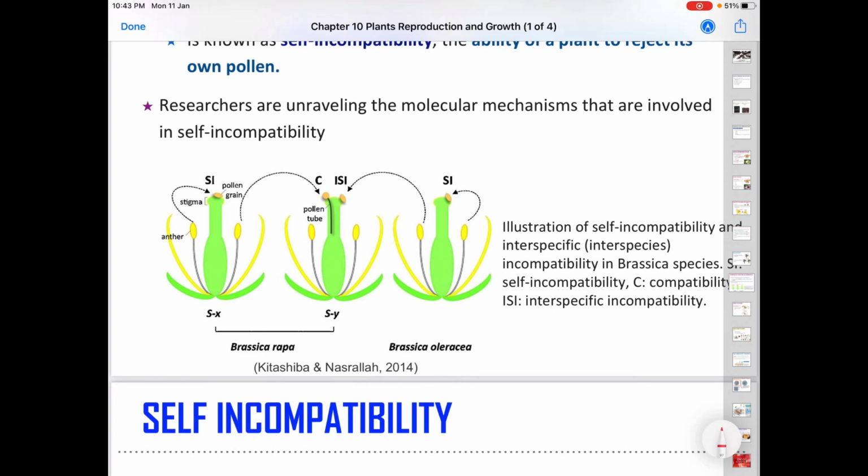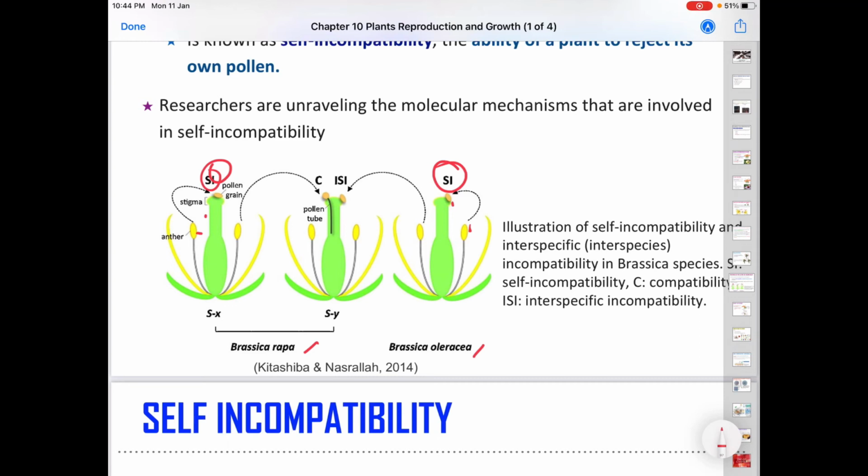First, there are 3 plants here. In Brassica species, we have 2 species, Brassica rapa and Brassica oleracea. The short form SI is self-incompatibility, meaning they do not want to do self-fertilization because the pollen and the stigma come from one plant, so both of them are self-incompatible.